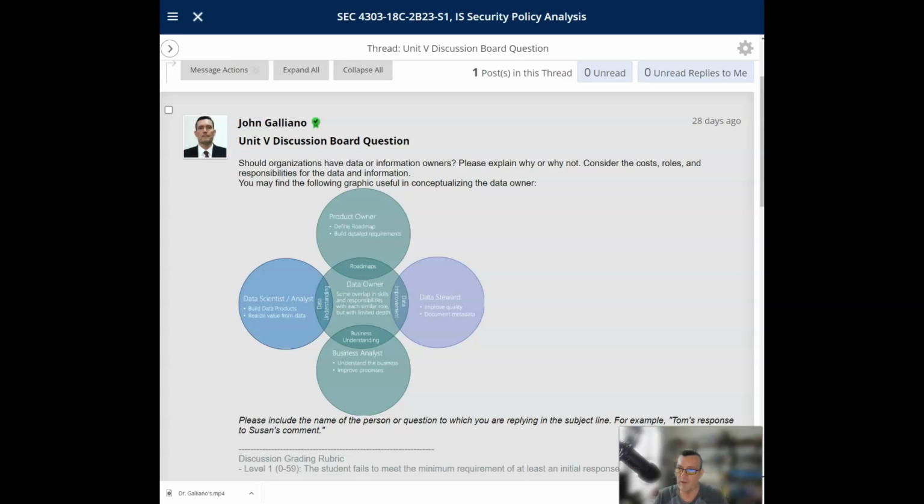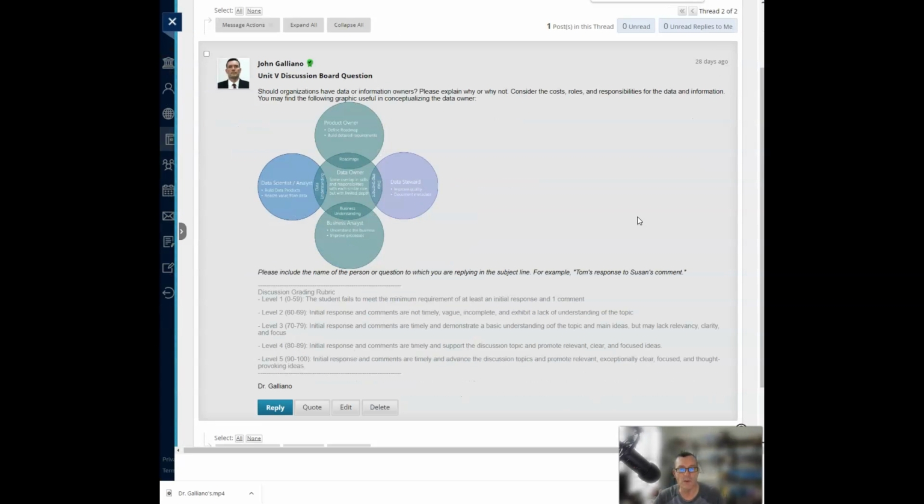The business analyst you'll work with to gain an understanding of the business, right? With the idea of improving business processes. And then the data scientist or data analyst, you work with those folks to gain a deeper understanding of data and how it applies to the business. And so hopefully you'll find that useful on that discussion board question.